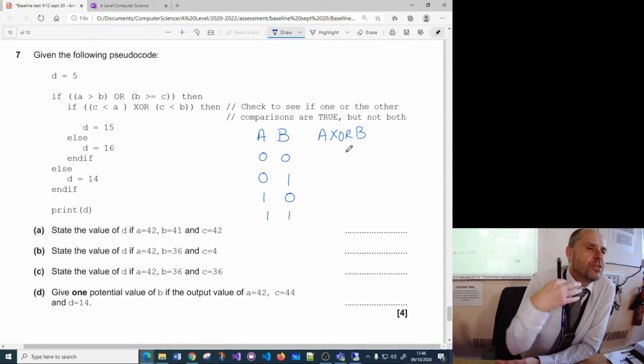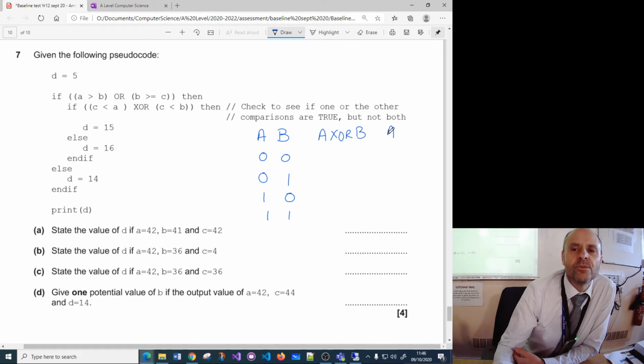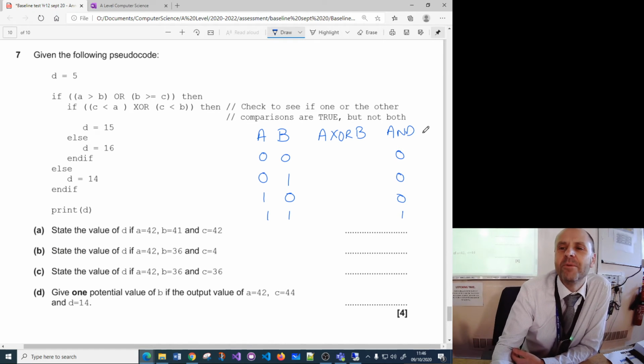Right, let's have a quick recap. If I did AND, what would be the truth table? What would be the first one? Naught and naught. Naught. Naught and one? No. One and naught? One and one? One. Or is naught.